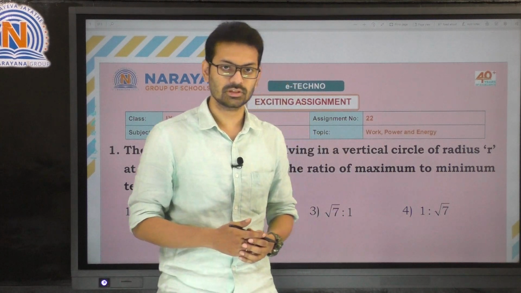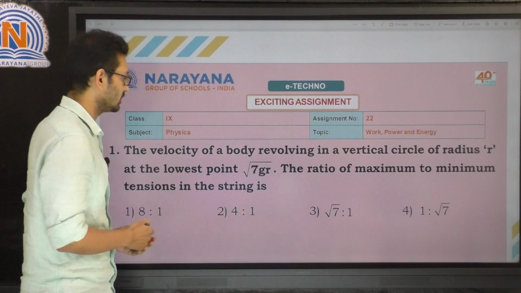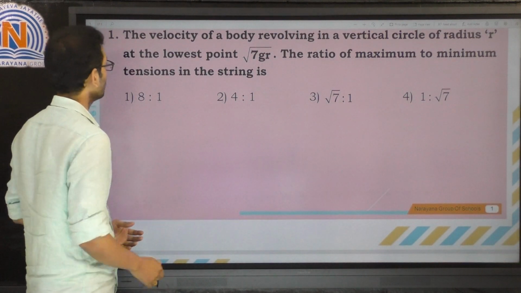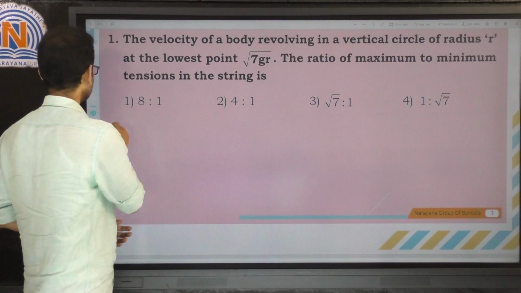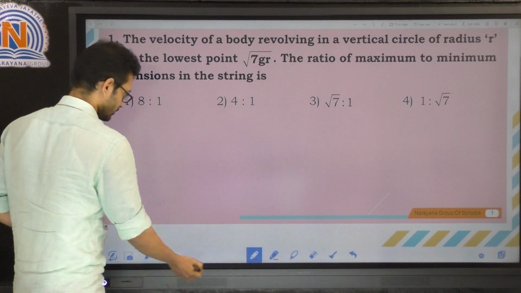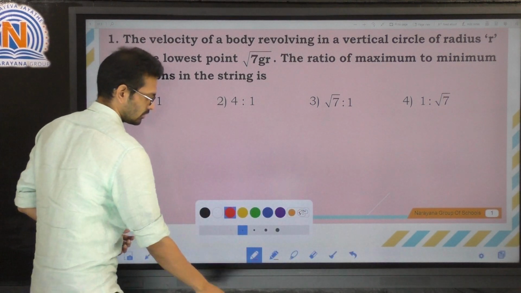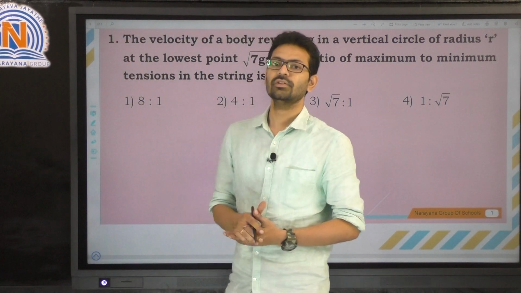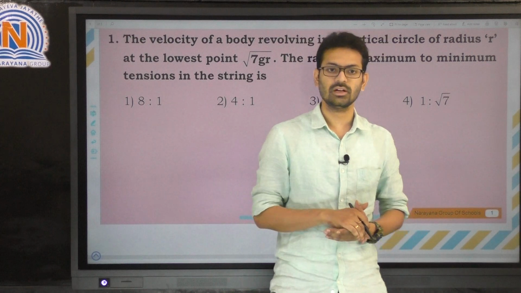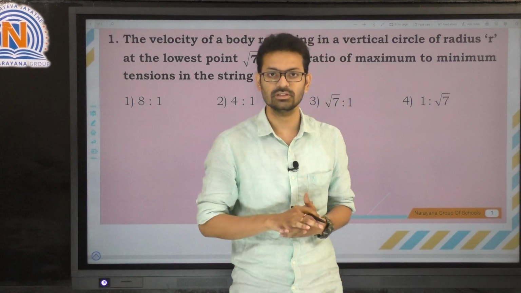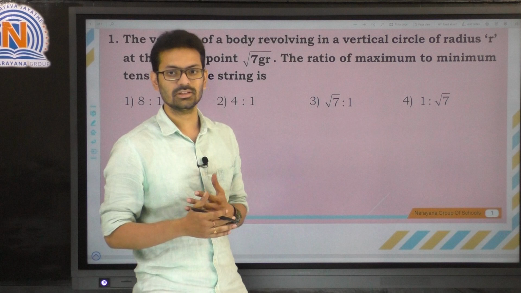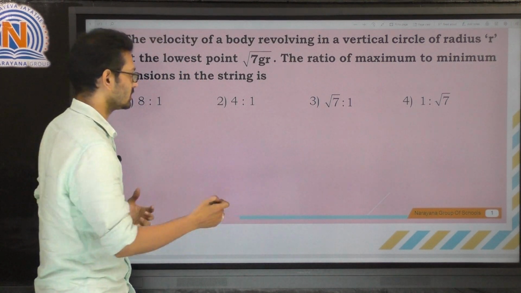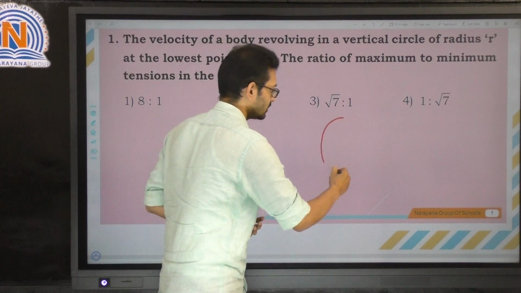Let us go with the first question which is given to you all in the assignment. The velocity of a body revolving in a vertical circle of radius r at the lowest point is root 7 gr. The ratio of maximum to minimum tension in the string they are asking you. Now let us try to analyze this question.